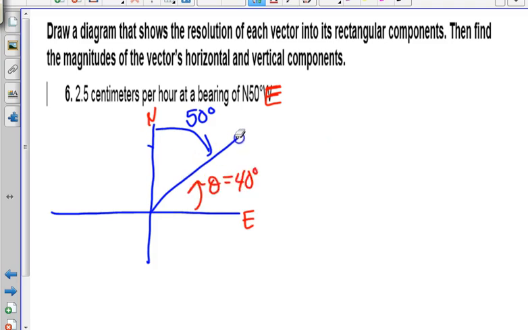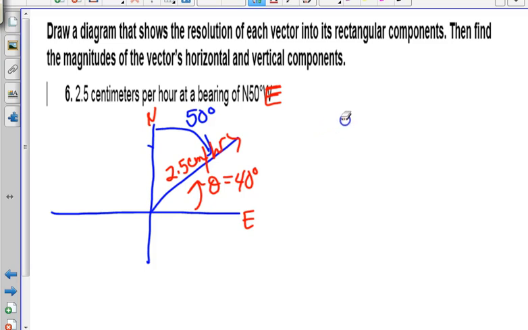So then this we can label 2.5 centimeters per hour. That's pretty slow. I don't know what's happening at 2.5 centimeters per hour, but maybe our blade of grass is growing in preparation for needing to mow the lawn, right?